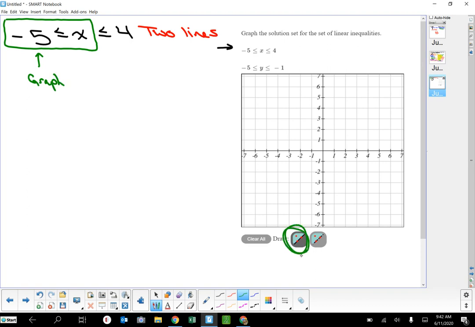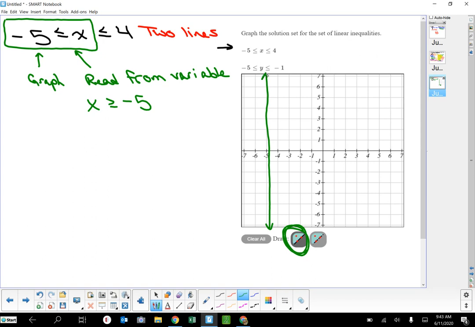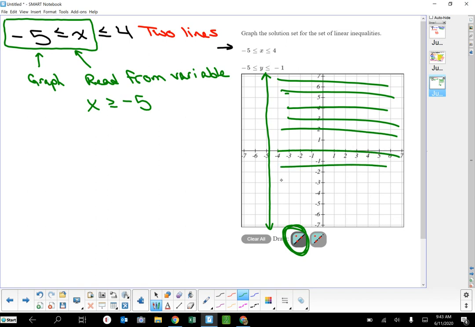I'm going to use this tool right here because it's a solid line. So x is greater than or equal to negative 5, right? I like to read these from the variable. If you've struggled with these in the past, for some people these are so easy and other people struggle with these a lot. So if I read from the variable, that's actually this statement, right? X is greater than or equal to negative 5. So here's my line for x is negative 5. And then if x is bigger than that, that means I would shade everything over on this side of the line. Okay, so I'm going to do all of these in different colors.